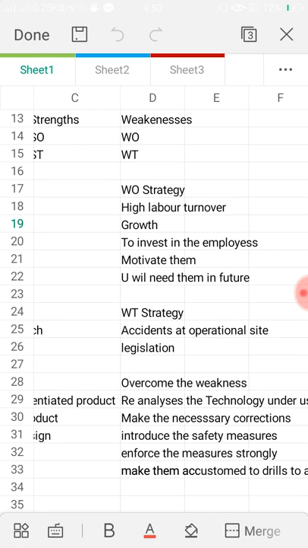Secondly, there is WO strategy. What is WO strategy? What is your weakness? That high labor turnover, and the opportunity that you have is a growth. High labor turnover means you need the labor in the future, because there is a possible growth in the industry or market. You cannot let your employees go because you might have a need in the future.